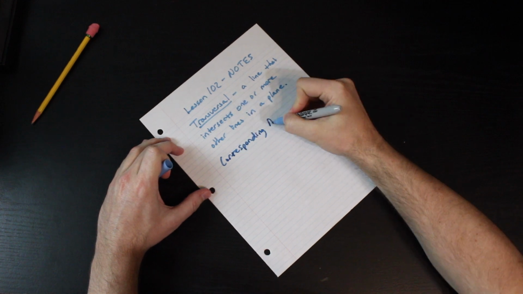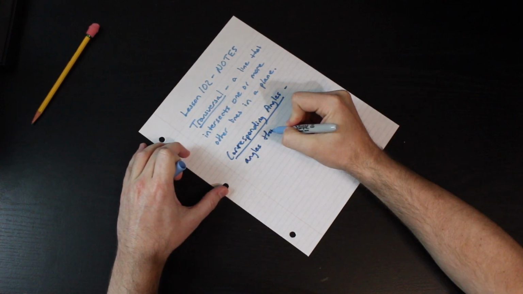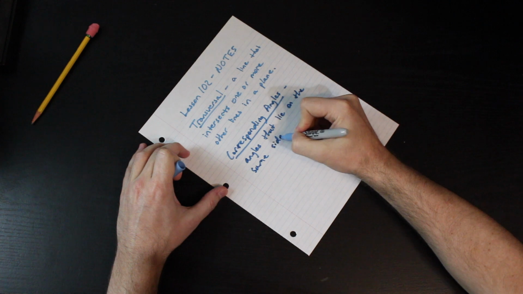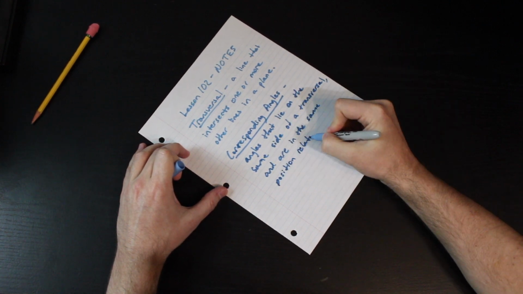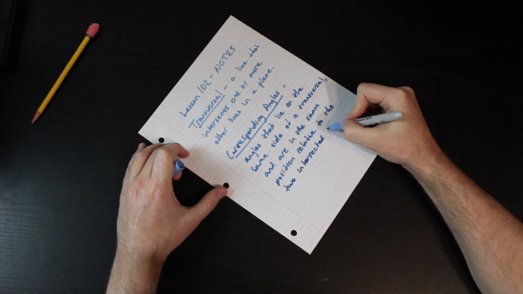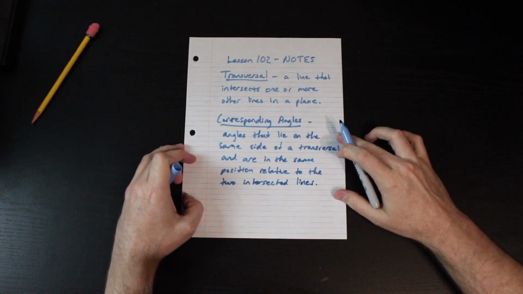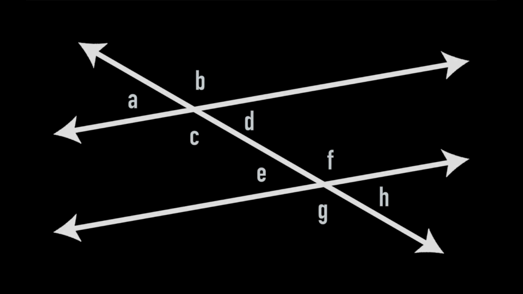Now, let's look back at our notes page and write a definition. Corresponding angles are angles that lie on the same side of a transversal and are in the same position relative to the two intersected lines. So let's find the corresponding angles.